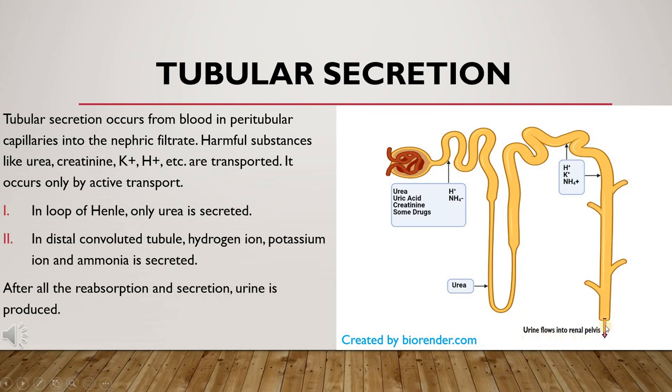After all the reabsorption and secretion, urine is produced. So what is in urine? Well, it's mainly water, and also contains nitrogenous waste.